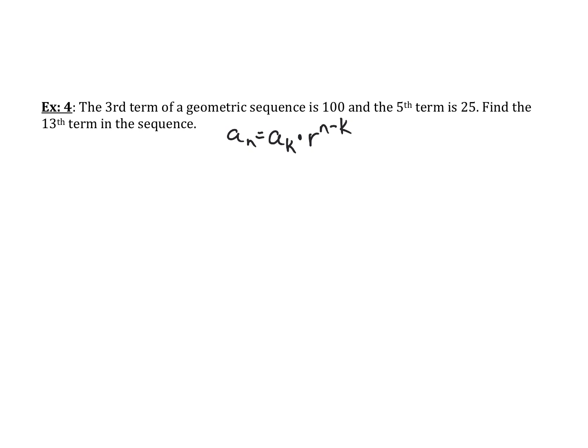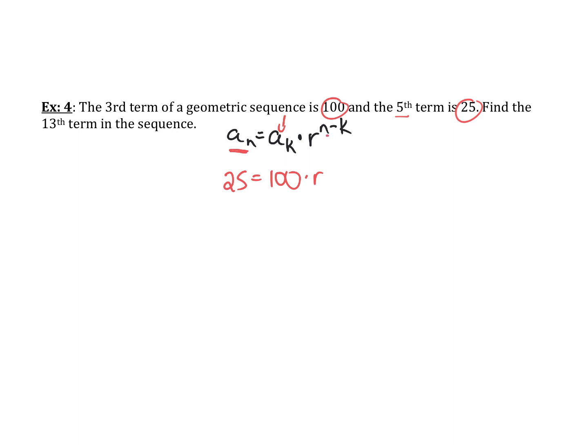And when we think about what I know and what I don't know, well, I have two sample terms. I have 100 and I have 25. And what I really don't have is the r value, and I need the r value to figure out what the 13th term is. So here's what I'm going to do. I'm going to plug in a value for a sub n. I'm going to use the fifth term in the sequence, 25, and say 25 is going to be equal to some other term, 100, times some value r, raised to n minus k.